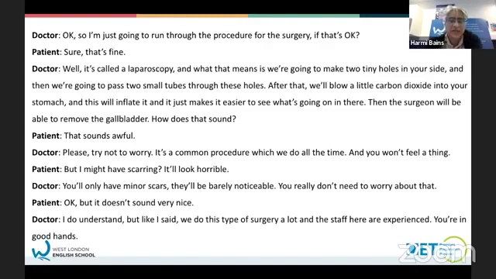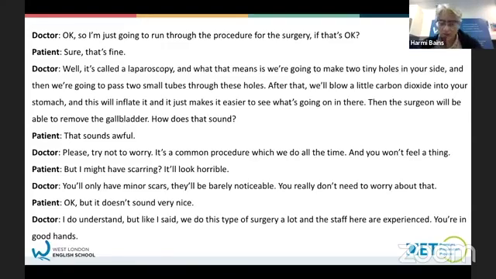Please try not to worry. It's a common procedure which we do all the time, and you won't feel a thing. Patient says, but I might have scarring. It will look horrible. You'll only have minor scars. They'll be barely noticeable. You really don't need to worry about that. Okay, but it doesn't sound very nice. I do understand, but like I said, we do this type of surgery a lot, and the staff here are experienced. You're in good hands.